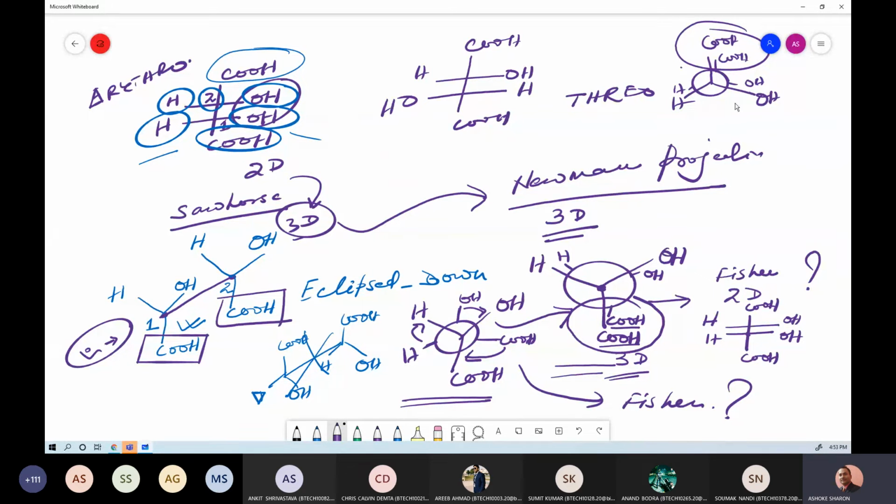Now it's very easy. You just rotate both carbons to down. This OH here, this OH here, this COOH here, this COOH here, this H will go here, this H will go here, and you can draw eclipsed down. That's it. Once you have eclipsed down, you just transform it into the Fischer. Done. So it's an idea of how we can draw a correct Fischer projection formula.